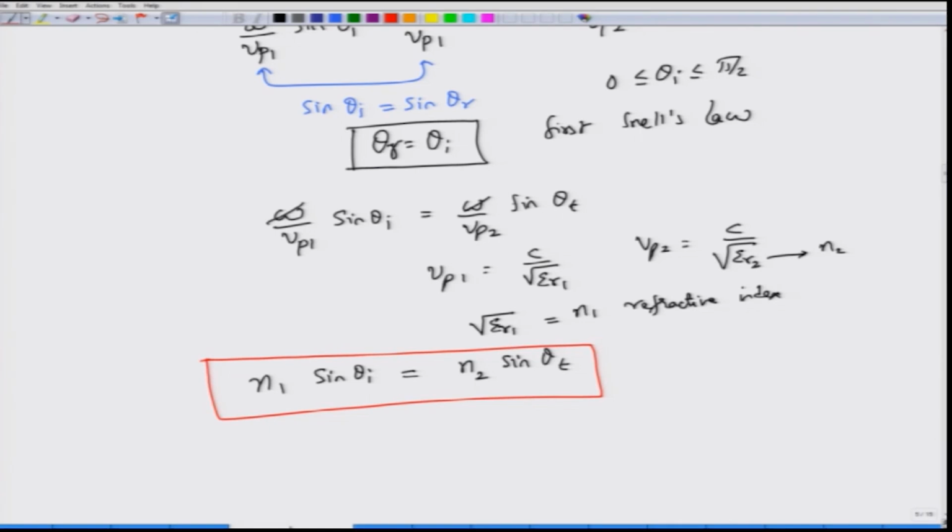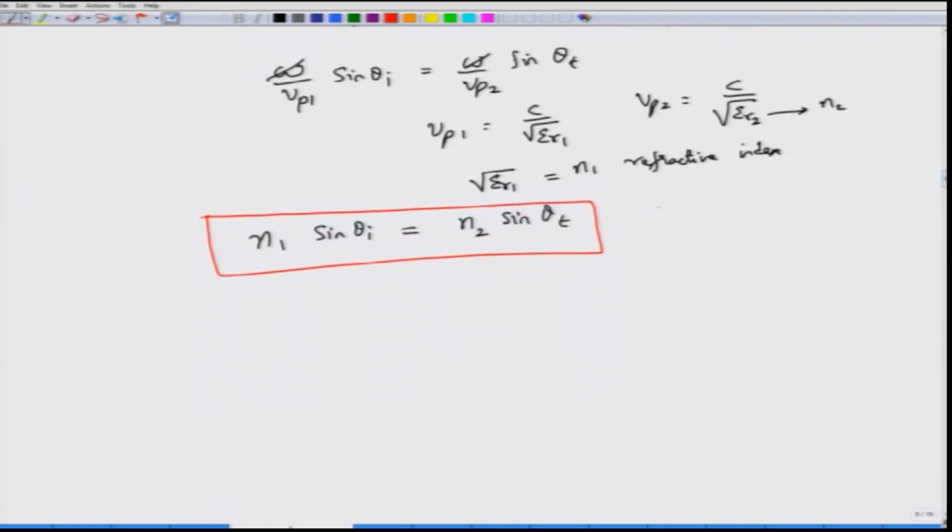Okay. So, this is the second Snell's law in fact. This law gives you the angle of incidence to angle of refraction, or the transmission. Now, the problem is not yet done. We have only applied one boundary condition, we need to apply a second boundary condition.